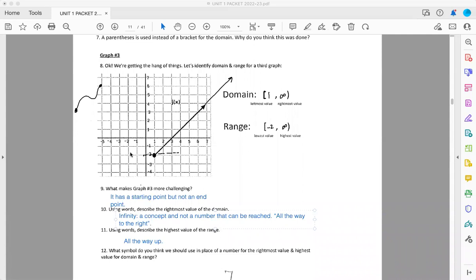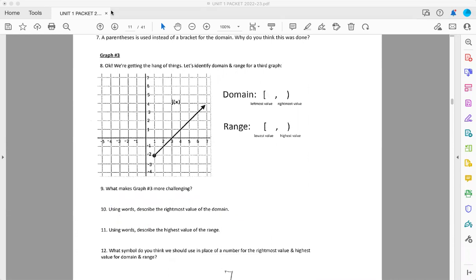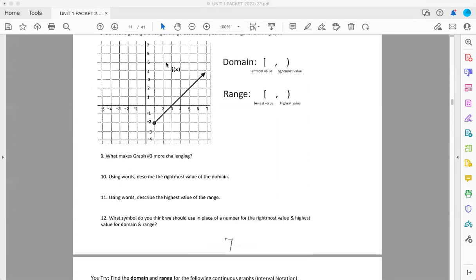For number 12, what symbol do you think we should use? We already did that. We said it's infinity, rightmost, and the uppermost or the highest, it's infinity. And infinity is like a sleepy 8. It's a stretched out, elongated 8. So this is to give you a quick review on domain and range.